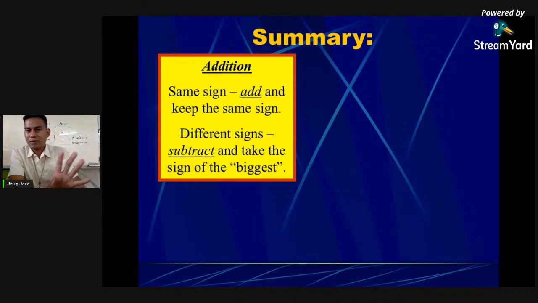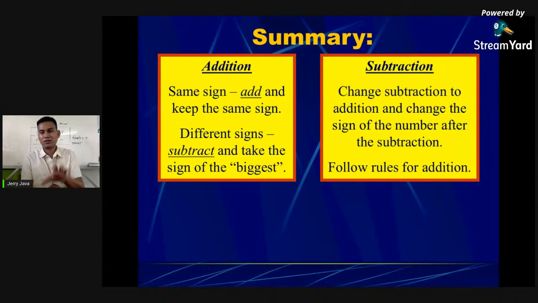Anyway, you copied this already earlier. For addition, when same sign, you add and keep the sign. For different signs or unlike signs, you subtract and then take the sign of the biggest number. That's for addition. Then you can screenshot this one. For subtraction of integers, change subtraction to addition and change the sign of the number after the subtraction. Then follow rules for addition. Or, what I put earlier, change the sign of the second number, then proceed to addition. We are now in a summary.